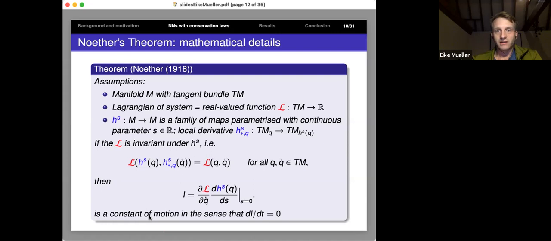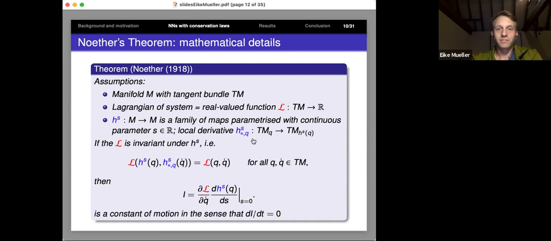So yeah, in this case, this is actually quite straightforward. We have this Lagrangian, and then we assume that we have a family of maps. This family of maps H_s is parameterized by a continuous parameter s, and we can then compute the local derivative of this map at any point q. This maps from the tangent space at the point to the tangent space at the mapped point.